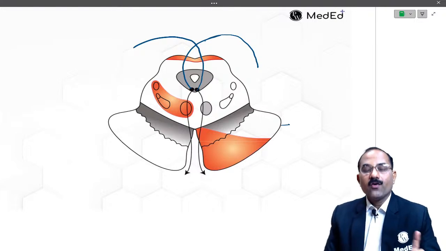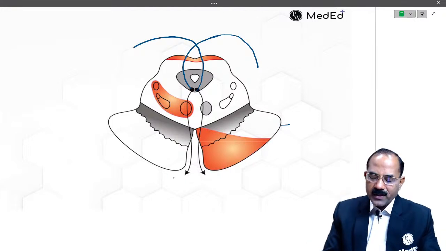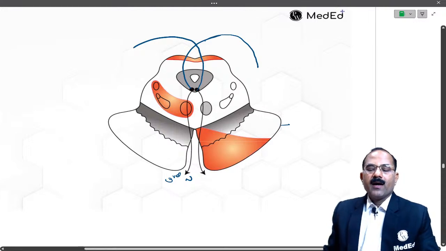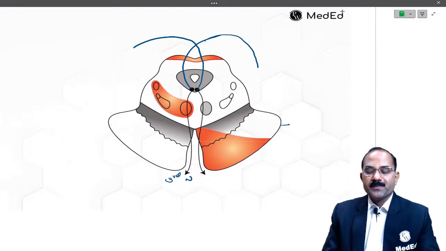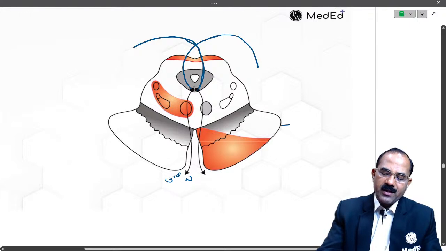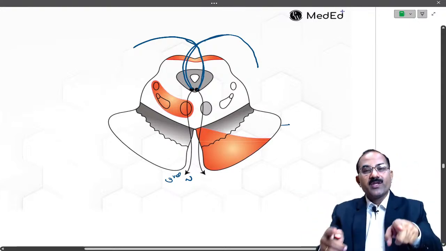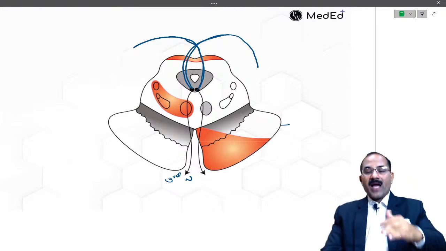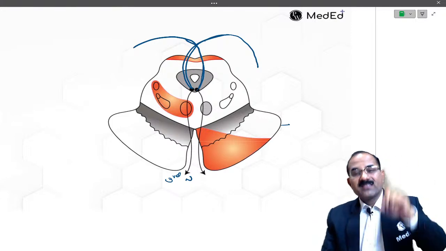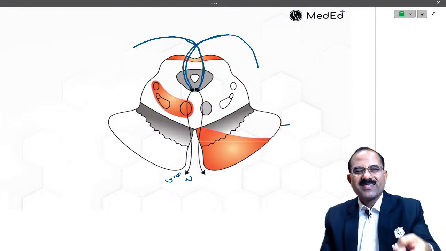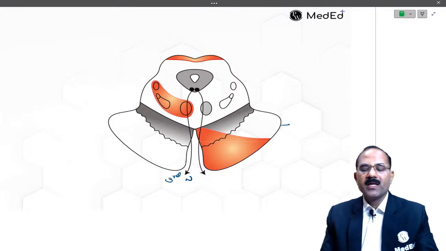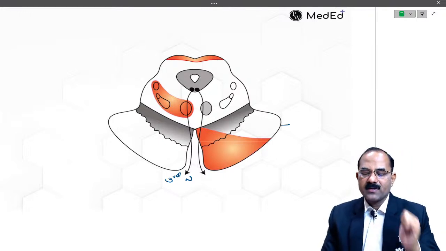This is a section of the midbrain at the level of the superior colliculus. Why? Because the nerve is emerging from the ventral aspect. This is the third nerve. If this were the inferior colliculus, then the fourth nerve would come from the dorsal aspect. The only nerve which comes from the dorsal aspect is the fourth nerve, and that's how you understand the section. If you are seeing a section of the midbrain and the nerve is coming from the dorsal aspect, that means this is a section at the level of the inferior colliculus, and the nerve is the trochlear nerve. We are seeing this nerve, so this is the section of the midbrain at the level of the superior colliculus, and this is the third nerve.